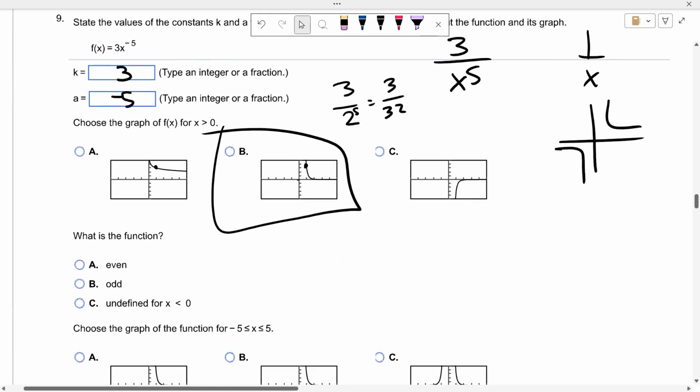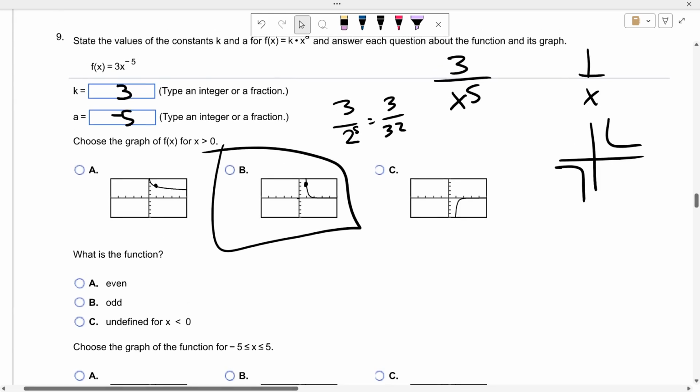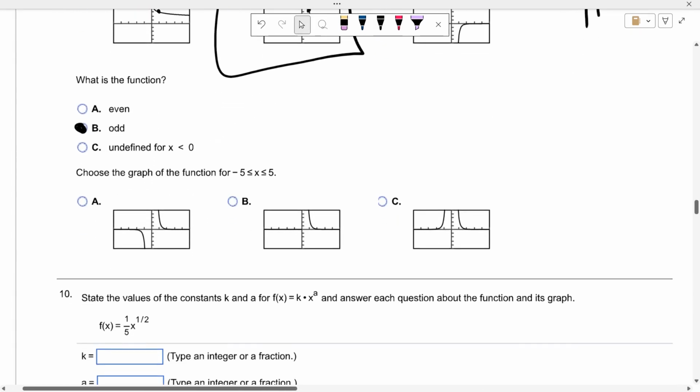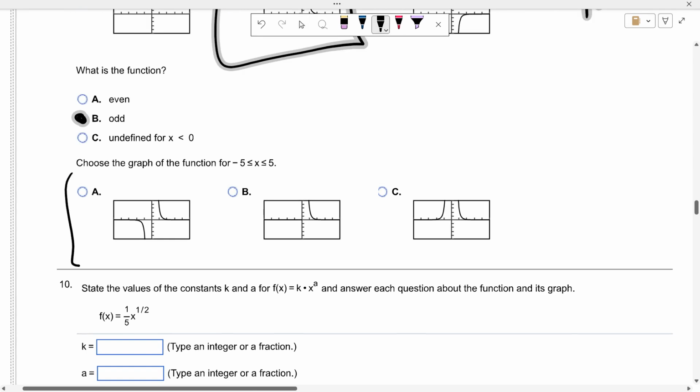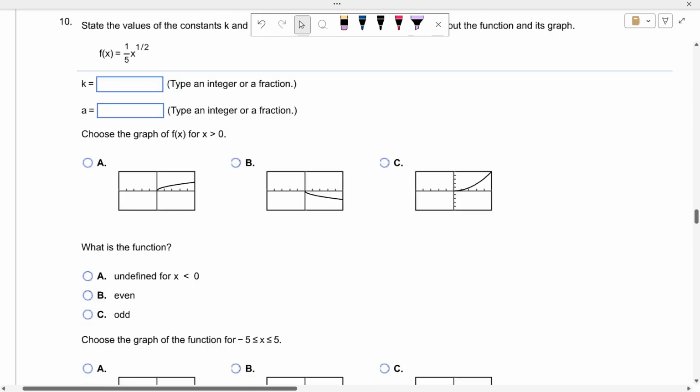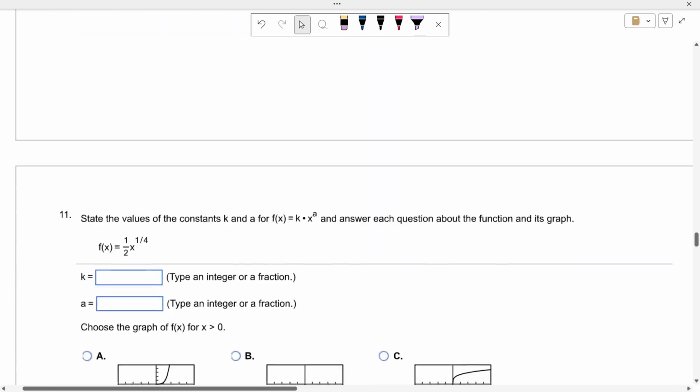Odd or even function? It is an odd function. It is odd because you can flip it over the axis. So it would be choice A from negative 5 to 5. So you have a couple like that.